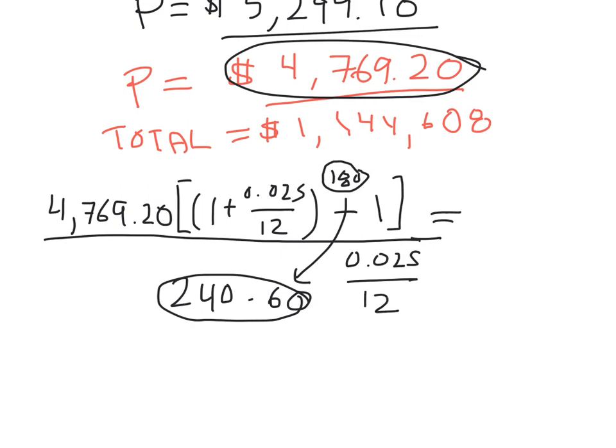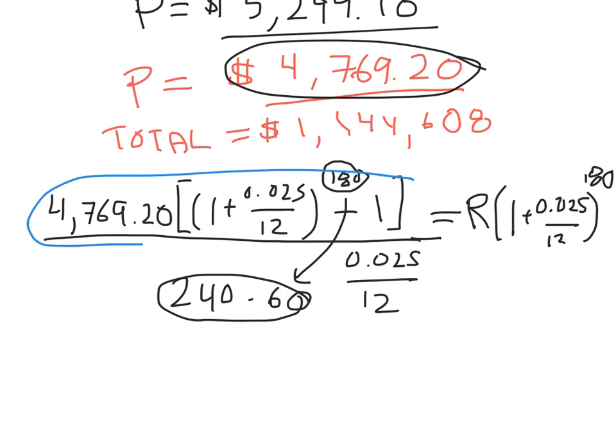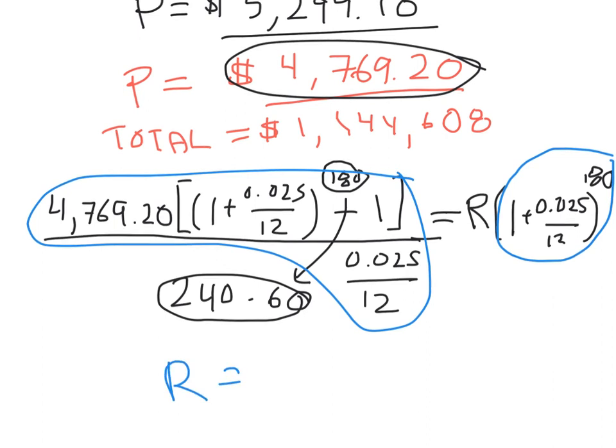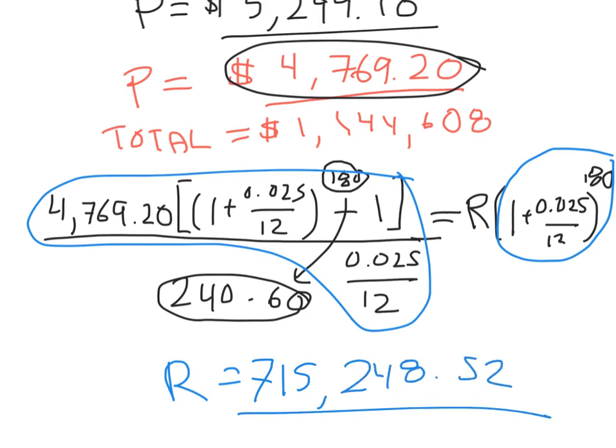And from the lender point of view, how much would be remaining that they could have invested at 0.25% compounded monthly for those remaining 180 interest periods. Now we calculate this part first, then divide by this part to give us a remaining principal of $715,248.52.